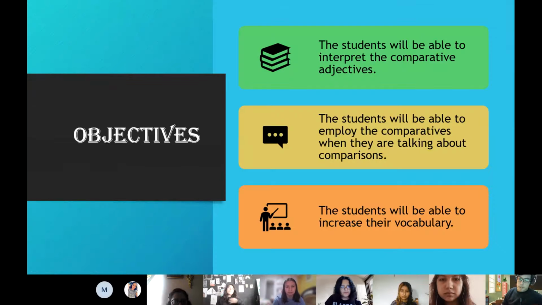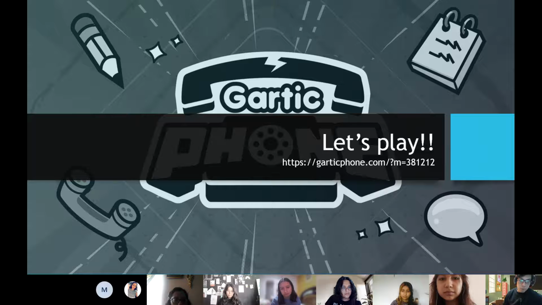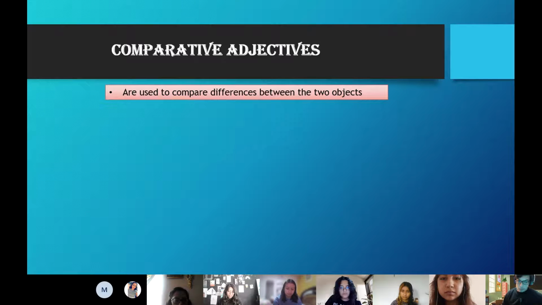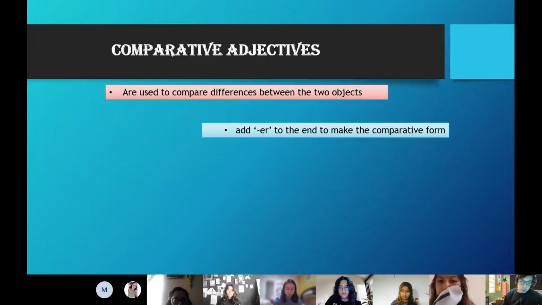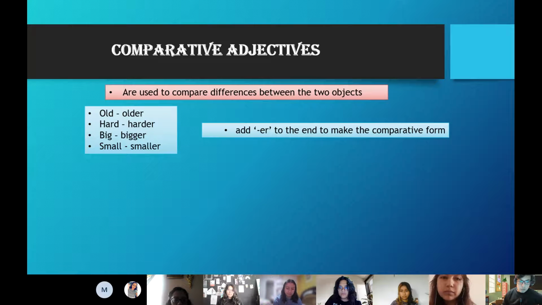Okay, so the objectives for this class: the students will be able to interpret the comparative adjectives. Then the students will be able to employ the comparatives when they are talking about comparisons. And the last objective is the students will be able to increase their vocabulary. So, comparative adjectives. This kind of adjectives we use to compare differences between two objects. Let's see. Miss Daniela, can you tell us what we use these comparative adjectives for?